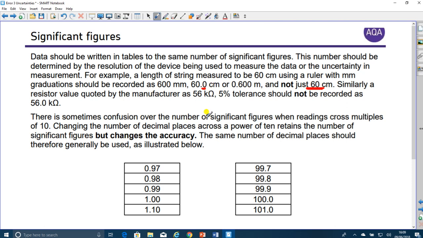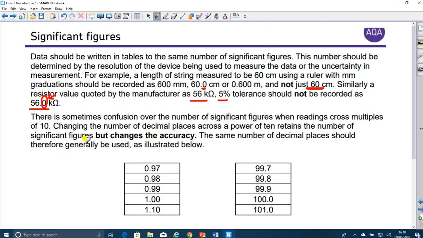Similarly, a resistor quoted by manufacturers as 56 kiloohms with a 5% tolerance. The tolerance should not be recorded as 56 kiloohms, okay? Because your 5% tolerance would suggest that this was accurate, and of course it's not, because 5% of 56 kiloohms would mean that we couldn't give a level of precision which would give us this next decimal place here. Okay.